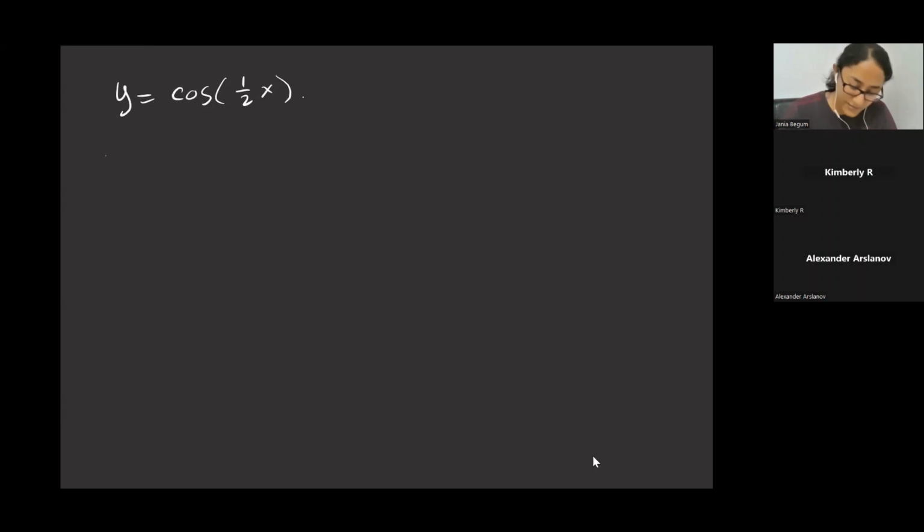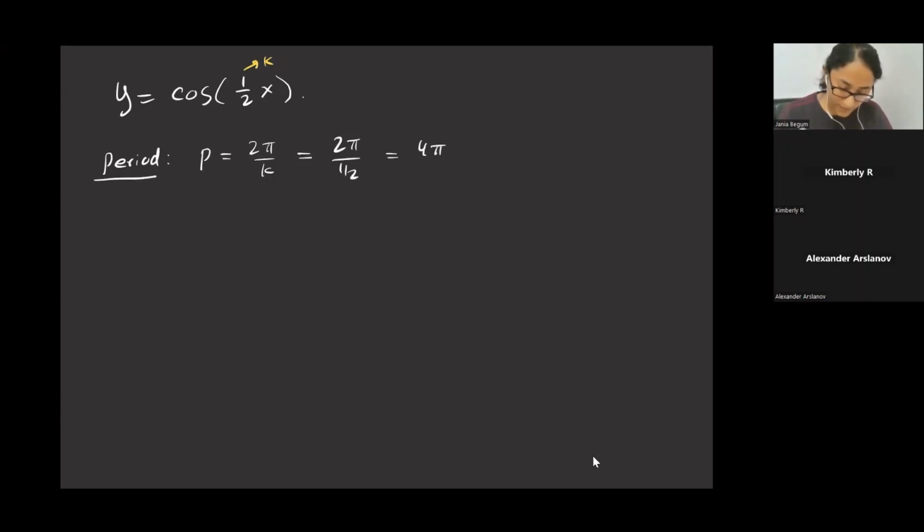So first thing you want to do is find the period, right? Yep. So the period is p equals 2 pi over k. Now for this problem, k is 1/2. So you'll get 2 pi over 1/2, which is 4 pi. And now for one period, it's going to be from 0 to 4 pi. Now you split this up into 4 sub-intervals like this.